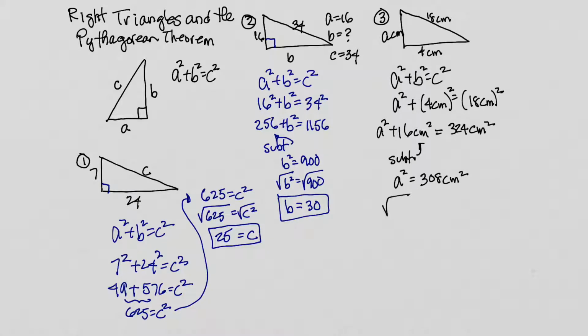And taking square roots, we'll get the square root of a squared is the square root of 308 centimeters squared. And on the left side, because a is positive, we'll get a equals. Now, for the square root of 308 on my calculator, I'm showing about 17.5499... And then the square root of centimeters squared is just centimeters. And what we're going to do is just round off here. Let's round off to the nearest hundredth. So how about a equals 17.55 centimeters, because that's a 9, I'm going to round up.